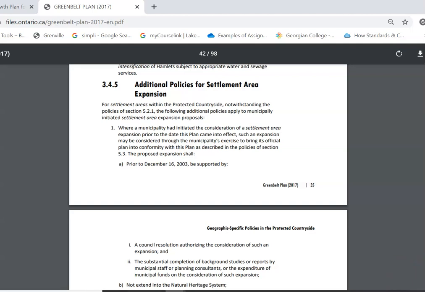So hopefully you've had an opportunity to look at that particular section. What I wanted you to notice in here, when you look at section 3.4.5, is that the language is where a municipality has already initiated expansion prior to the date of the plan, it can be exercising some differences based on the direction that we just spoke about. And so this particular section is called a transition policy.